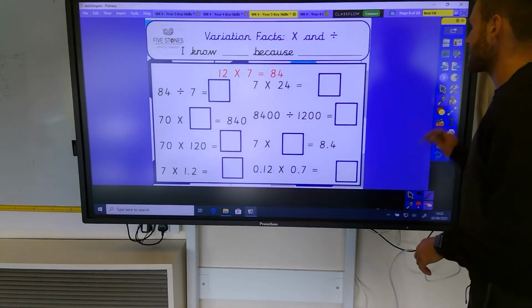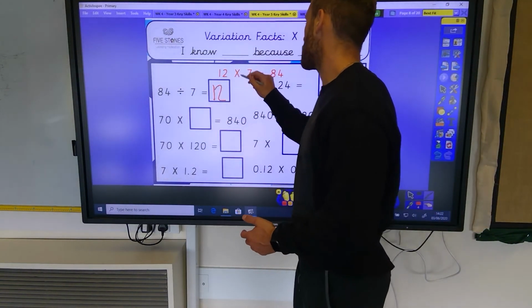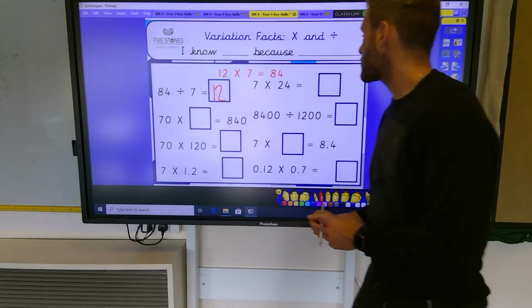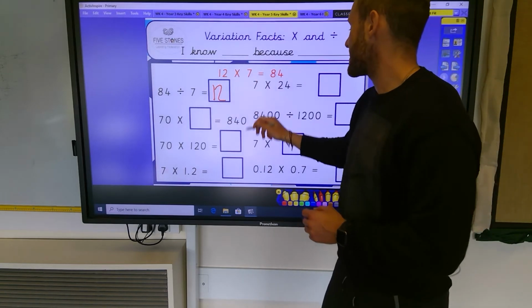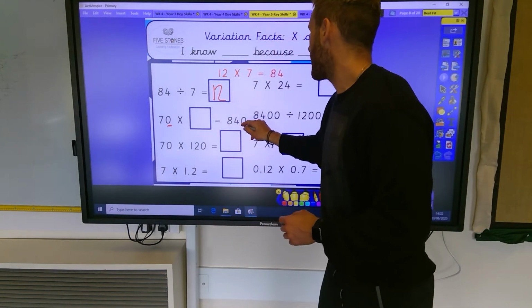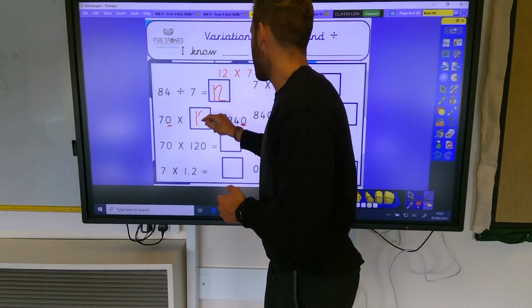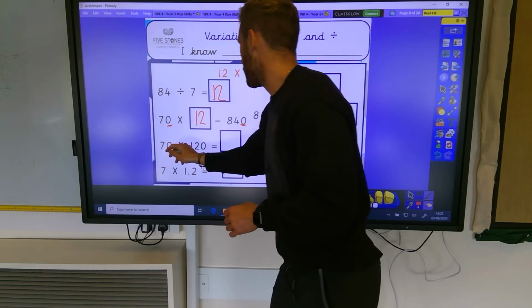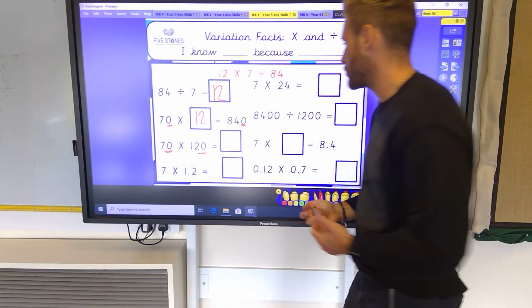Great, we're back in. Let's see what we know. So 84 divided by 7 will give us, yes, 12. Look at the calculation, think of the inverse. So now I've got 70 times something equals 840. What do we notice? Actually, the 7 has increased by 10, and this value is still only increased by 10. So meaning that this part has remained the same. Here we've got an increase by 10 and an increase by 10. 10 times 10 is 100 times.